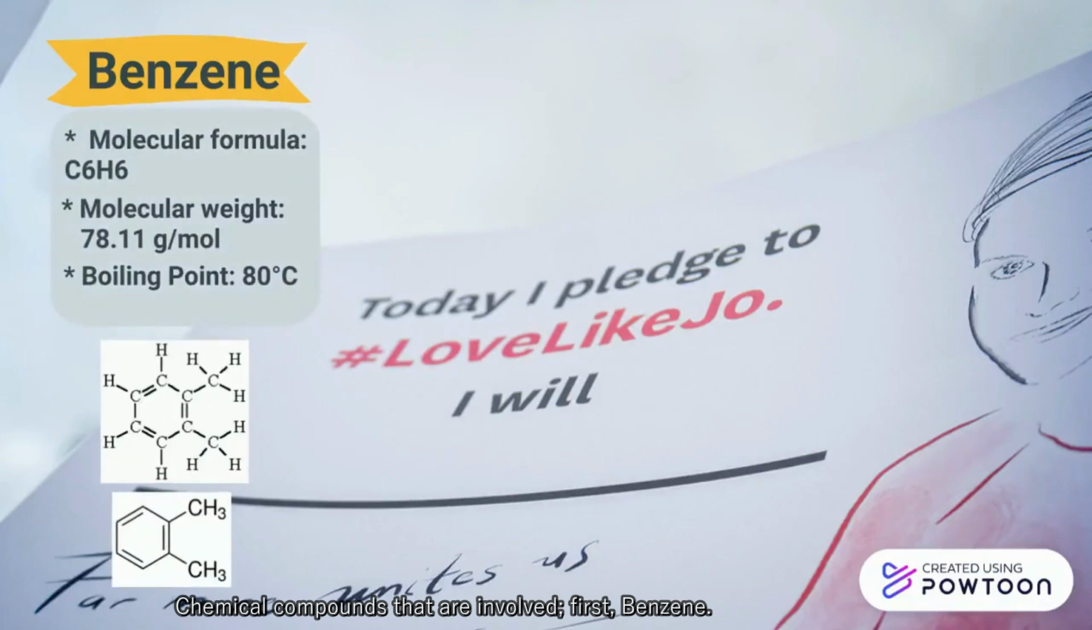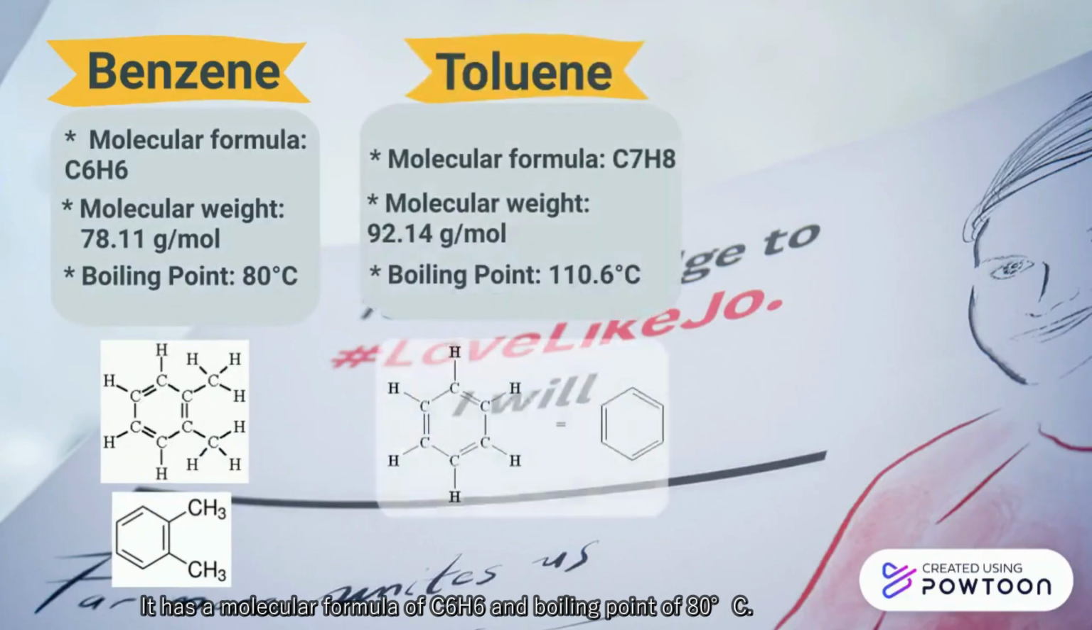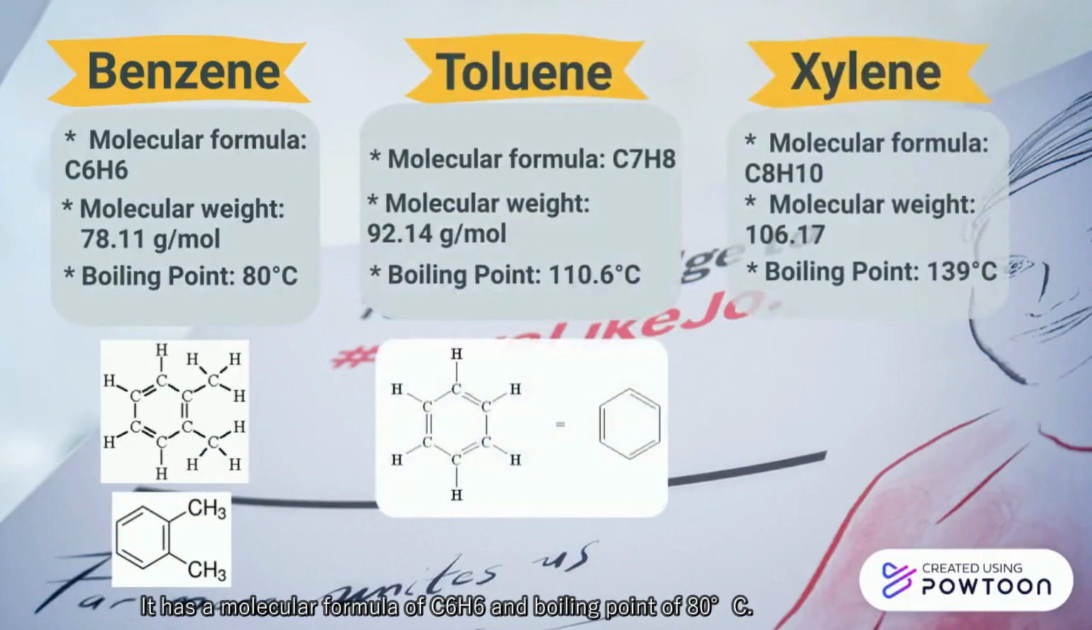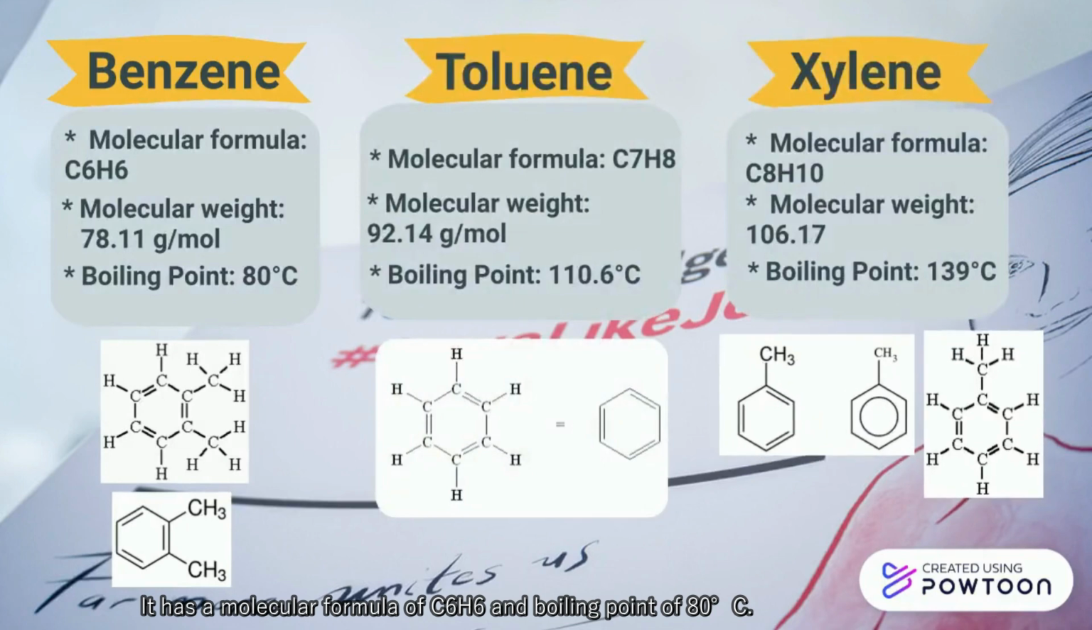Chemical compounds that are involved: first, benzene. This has a molecular formula of C6H6 and boiling point of 80 degrees Celsius. Second, toluene, molecular formula of C7H8. Its boiling point is 110.6 degrees Celsius. And the third, xylene, which has a molecular formula of C8H10 and its boiling point is 143 to 145 degrees Celsius, the highest. Okay, so our design process is called BTX distillation process.